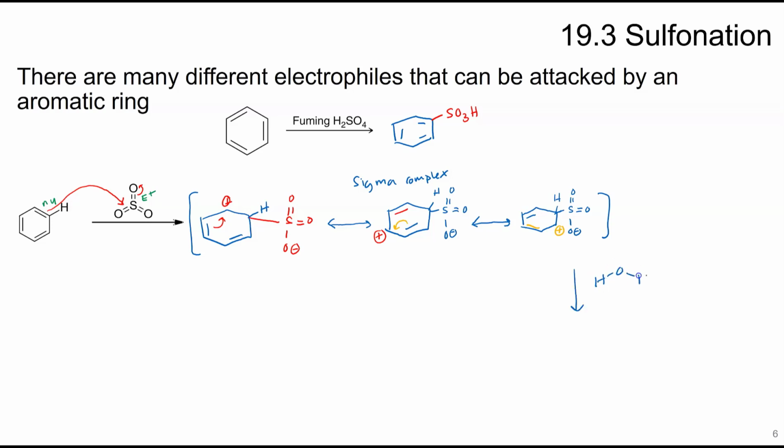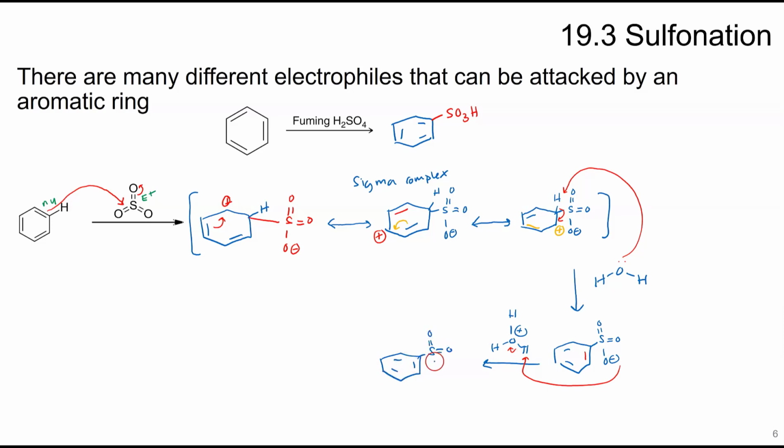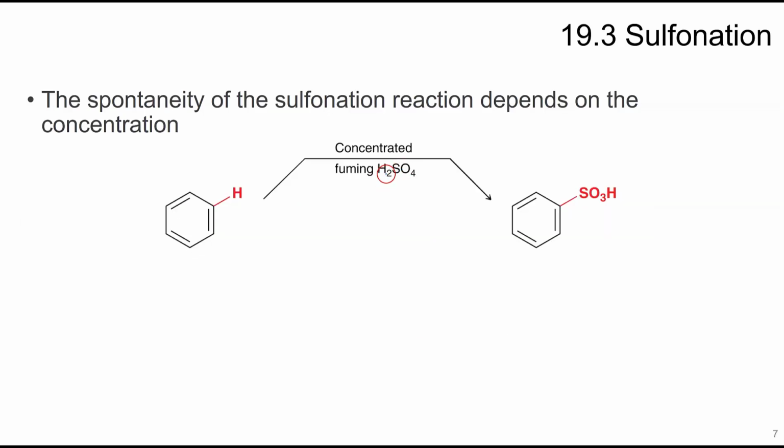With water present, that's going to act as our base and do a proton transfer. Then once we reform the benzene, this O can get protonated. And that is the mechanism for that reaction. If you have concentrated fuming sulfuric acid, that will put the SO3H in place. But if we do the reaction with dilute H2SO4, that will remove that group.